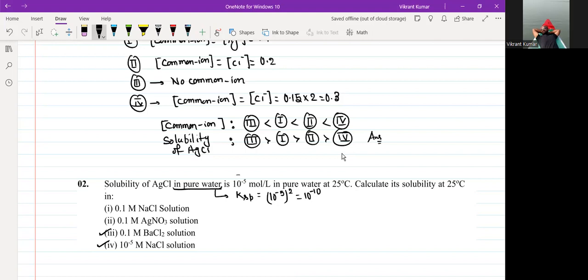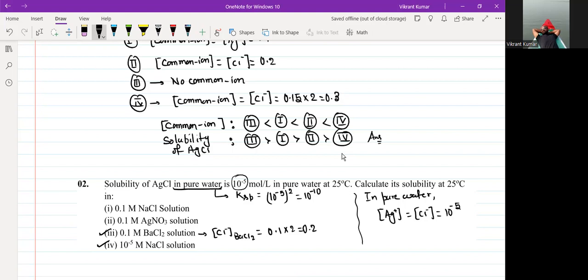Now this दूसरा use क्या है? Solubility in pure water was 10 raised to minus 5. That means in pure water, one more information we have got. In pure water, concentration of common ion भी जो होता है ना, Ag plus ले लो या Cl minus ले लो, that will be 10 raised to minus 5 only. अभी इसी को चेक करना है कि दिए हुए कंसंट्रेशन से, यहां से concentration of Cl minus from BaCl2 is equal to 0.1 into 2, that is 0.2.